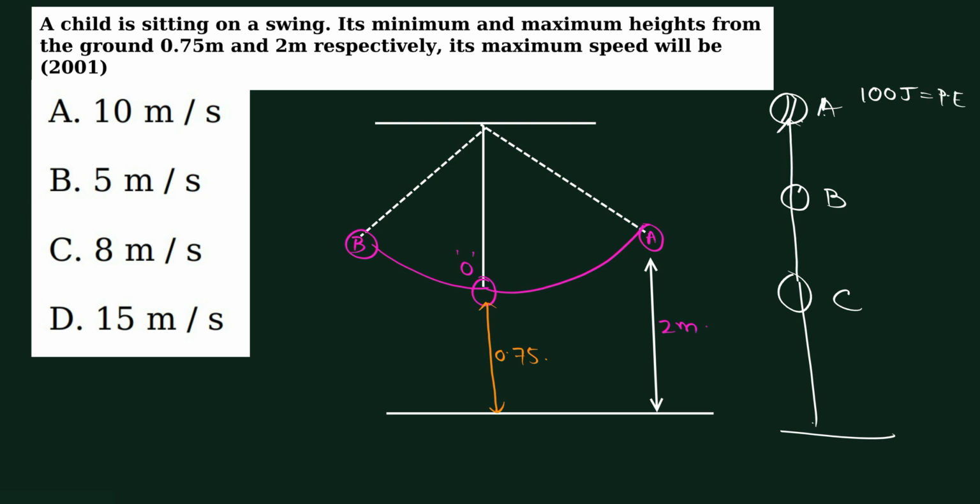Let us assume at the highest point the potential energy is 100 joules. When the ball is moving down, the height decreases, which means the potential energy also decreases. But the sum of potential energy plus kinetic energy always remains constant. So what is the potential energy at the highest point? 100 joules. When this ball comes from A to B, let us assume the potential energy drops to 40 joules. Then kinetic energy increases to 60 joules.